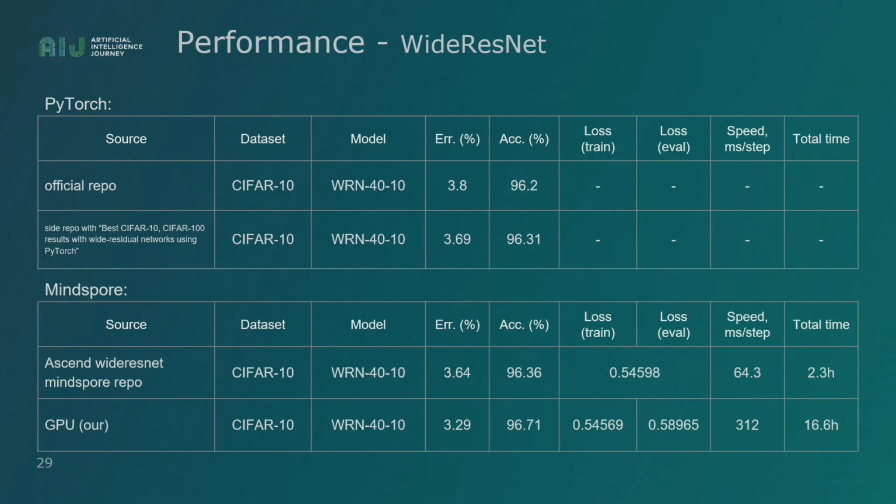Here are the results. One table has the official repository, and the other one has a third-party repository with a GPU. Here is WidersNet training in Mindspore. Mindspore training both on Ascend and GPU helps reach results non-inferior and even better. Here you can see the speed of Ascend and GPU.